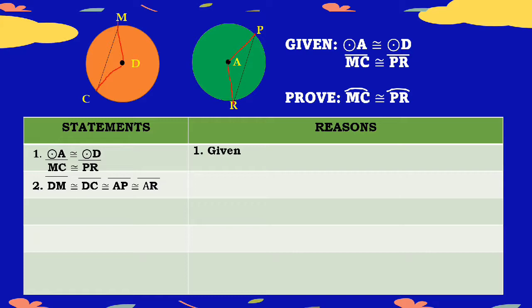Here, segment DM is congruent to segment DC, is congruent to segment AP, and also congruent to segment AR. What's the reason for this? Remember, the two circles, which are circle A and circle D, are congruent. Now, we can say that the reason for this is that all radii of congruent circles are congruent.